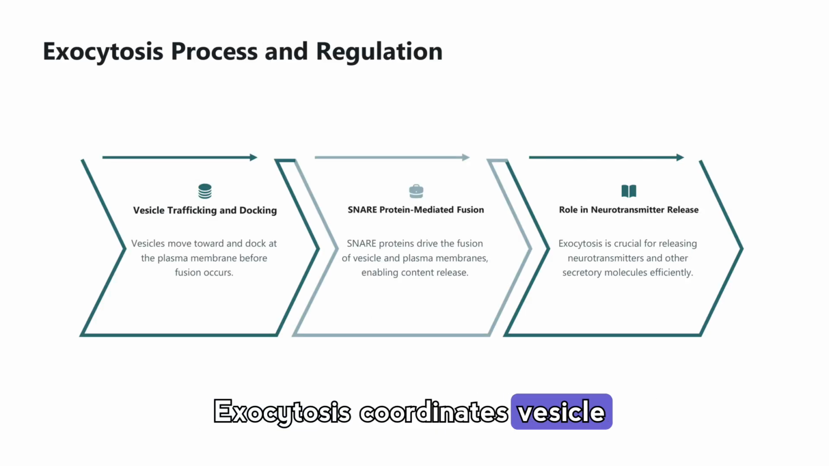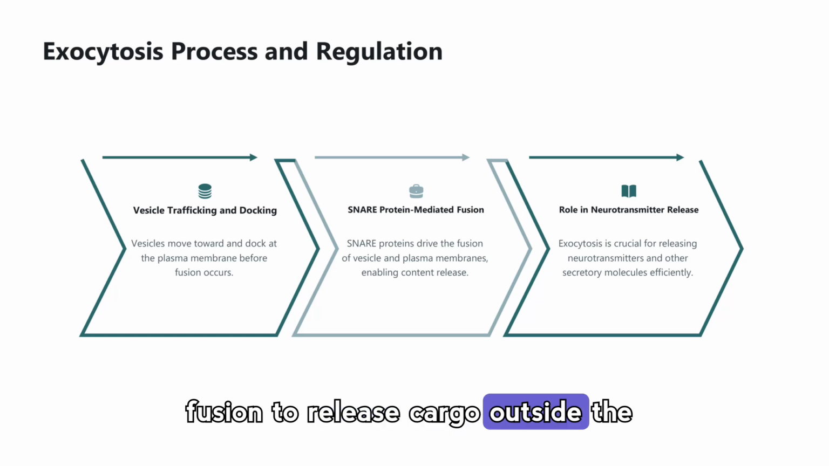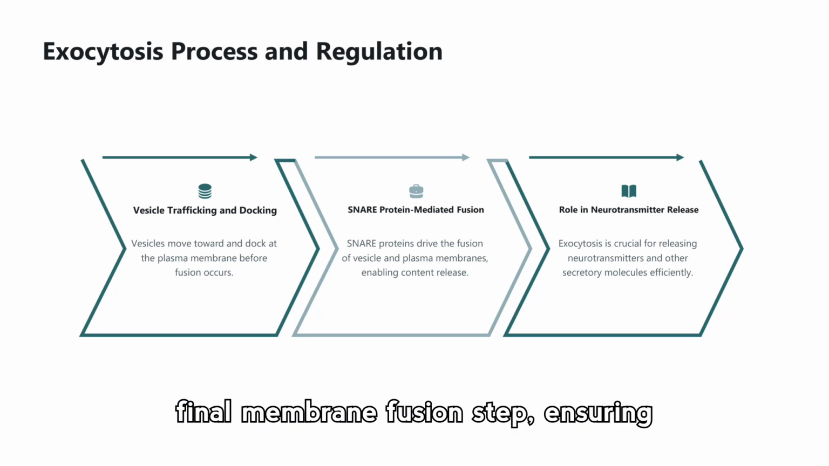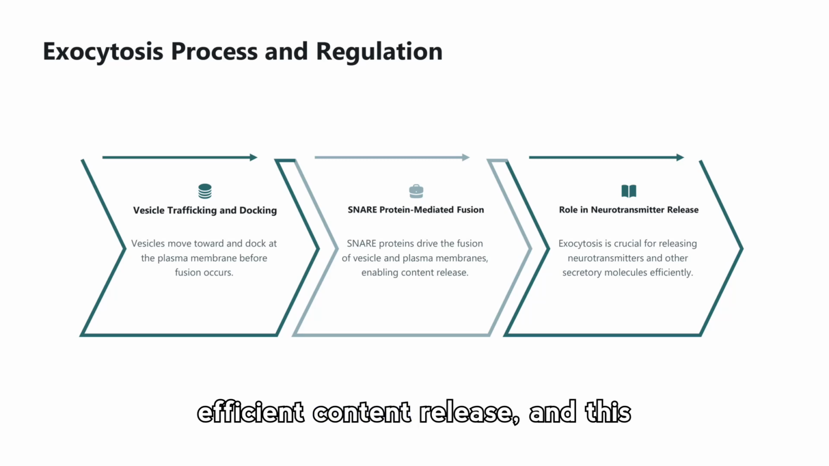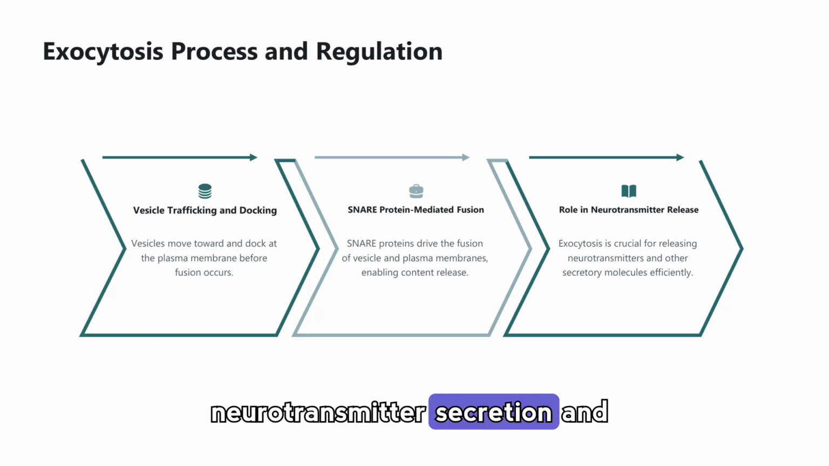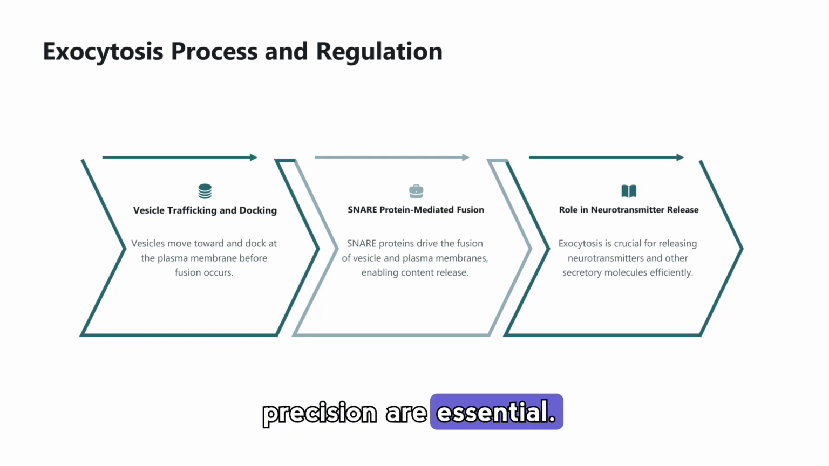Exocytosis coordinates vesicle trafficking, docking, and membrane fusion to release cargo outside the cell. SNARE proteins mediate the final membrane fusion step, ensuring efficient content release, and this process is especially important in neurotransmitter secretion and hormone release, where timing and precision are essential.